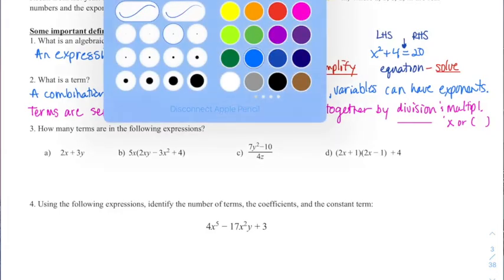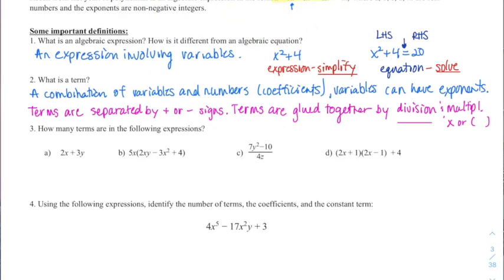Okay, so based on the definition that I gave you, we should know that in part A, there are 2 terms in this expression. Okay, 2x is one of the terms, 3y is one of the terms, broken up by the plus sign.